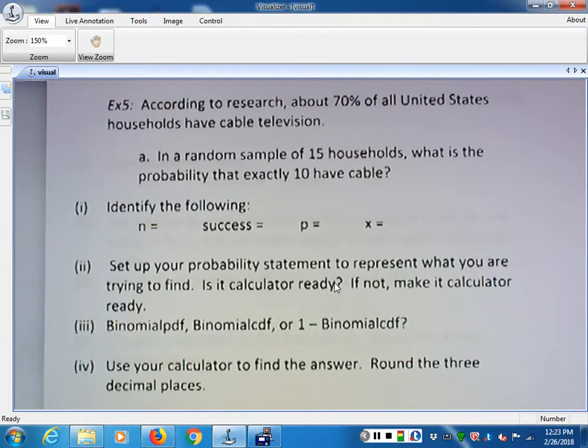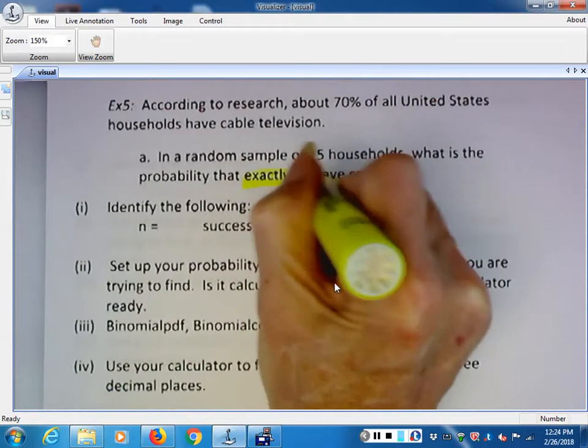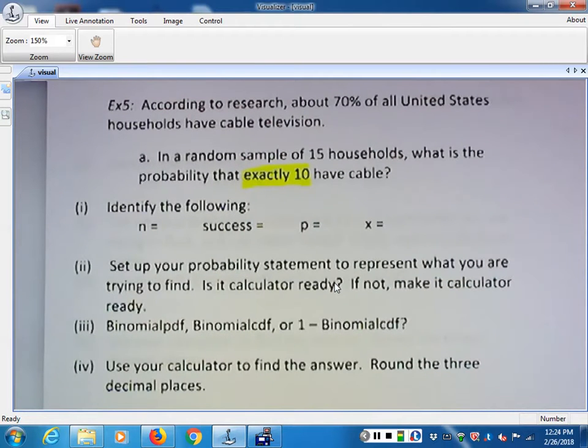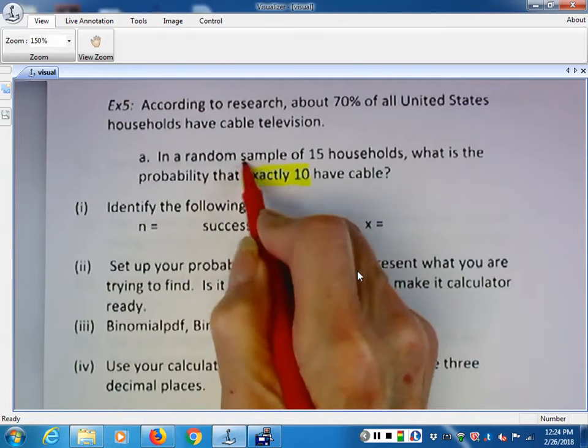According to research, about 70% of all United States households have cable television. Part A says, in a random sample of 15 households, what is the probability that exactly 10 have cable? That's going to be important. Exactly 10. First thing we need to do is identify some information. How many trials are there? 15, because there's a sample of 15 households.